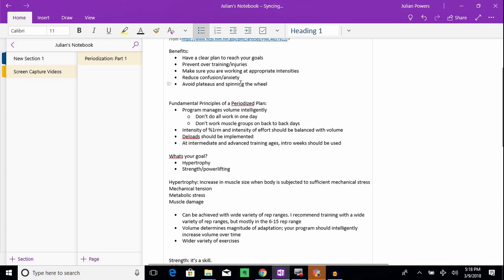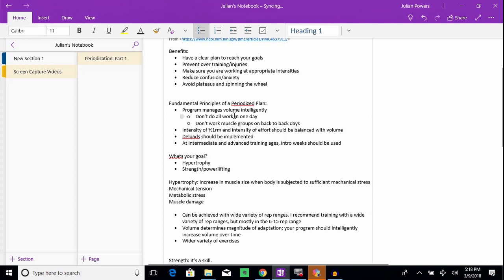Now that we know that periodization is good, what are the fundamental principles of a periodized plan? What are general things you want to see inside of a long-term program? The first one we're going to go over is that your program should manage volume intelligently. Workout volume is how much work you're doing throughout the week or in a day. A lot of the time you may see this calculated as reps times sets times weight.